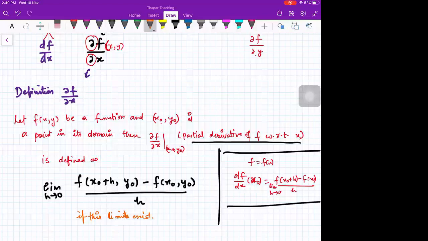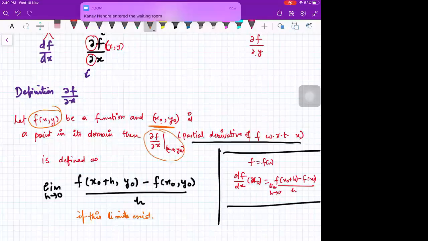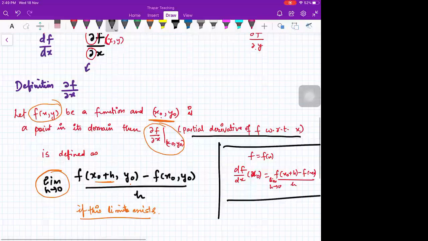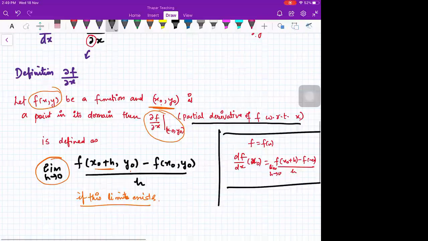So given a function f of x, y and a point x naught, y naught in its domain, you will define the partial derivative with respect to x as f of x naught plus h comma y naught minus f of x naught comma y naught upon h, limit h going to 0, if the limit exists. If the limit does not exist, then you will say that the partial derivative with respect to x does not exist, right? Similarly, this is curly f by curly x at the point x naught, y naught.